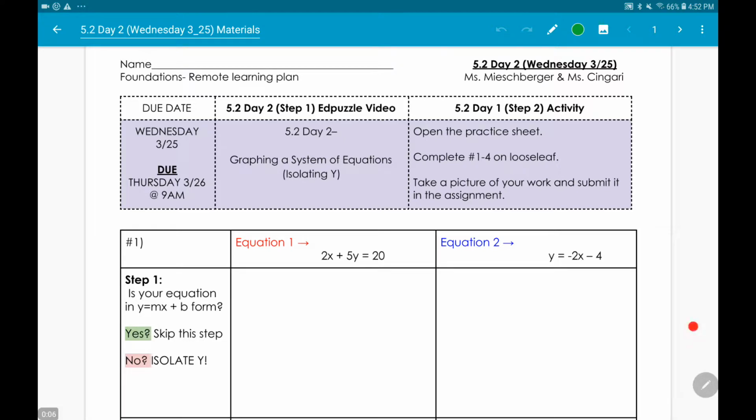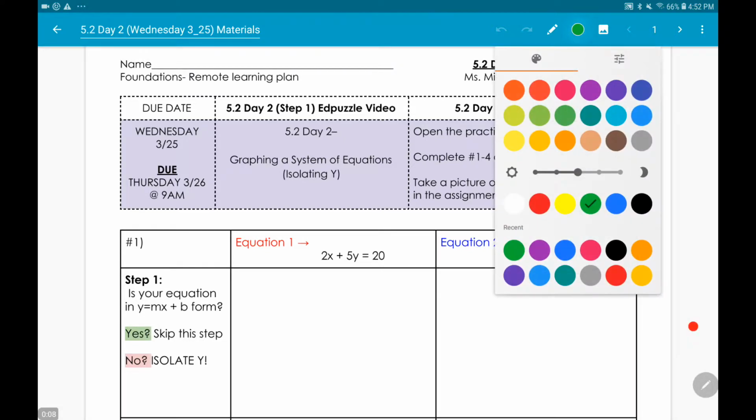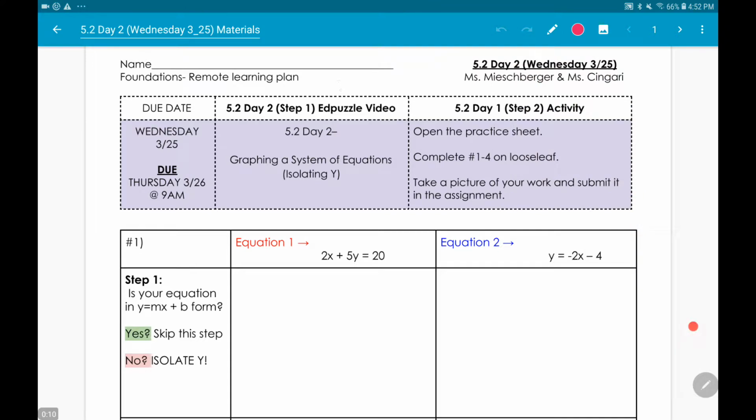So today we are doing only 2 steps because it is a Wednesday, and remember Wednesdays are short. So step 1 is this Edpuzzle video. Step 2 is an activity as always, but it's going to be a little different today. You're going to open up a practice sheet. This is on Google Classroom. And you're going to complete it on loose leaf, so on separate paper. Then you're going to take a picture of your assignment and submit it. All right, so that's what you're going to do after the video.